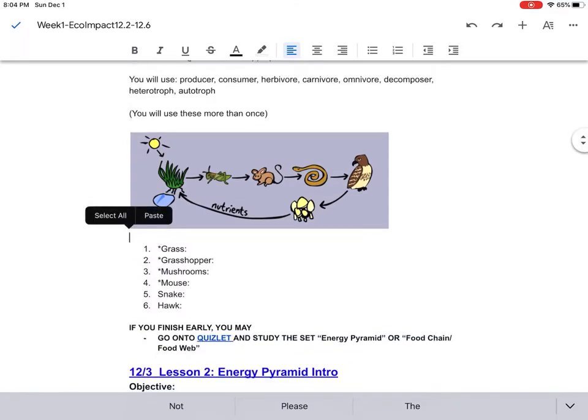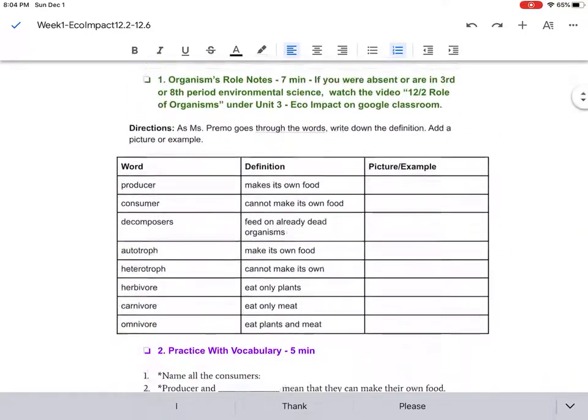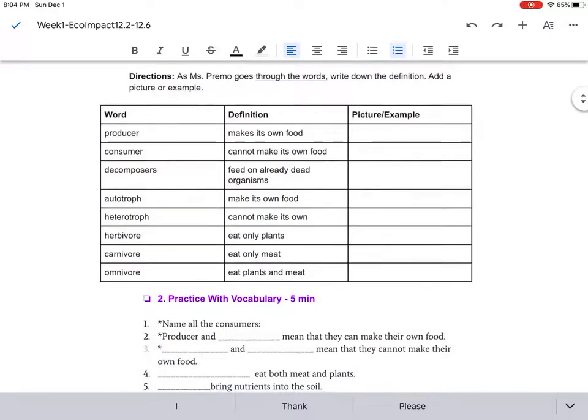So your job today is to get all the way down here. Okay? So that was just an overview of what you're doing today. Make sure that you fill in the pictures and the examples first and then work your way down from there.